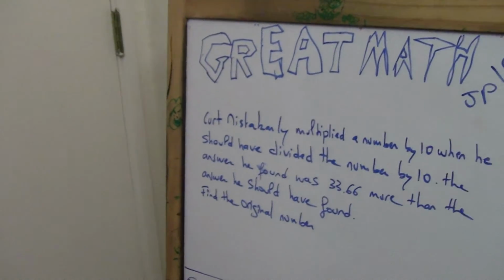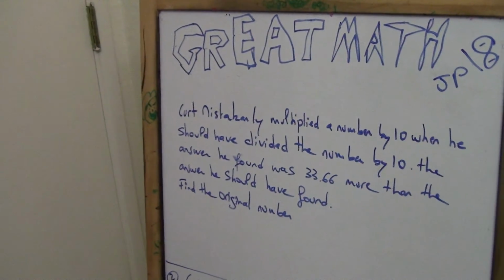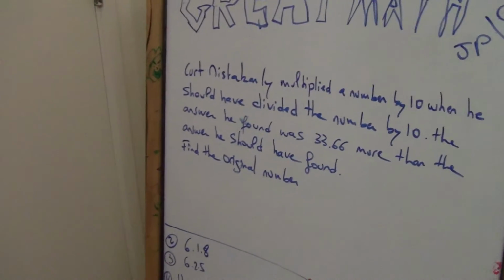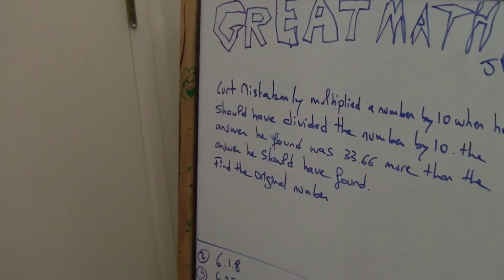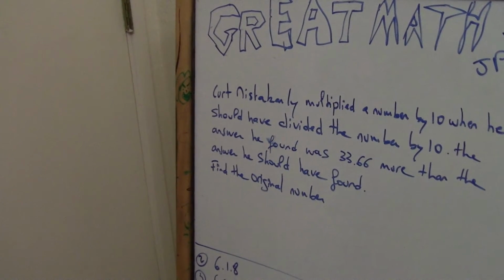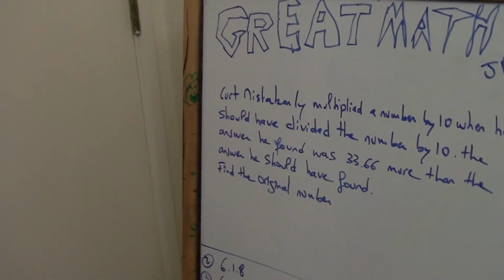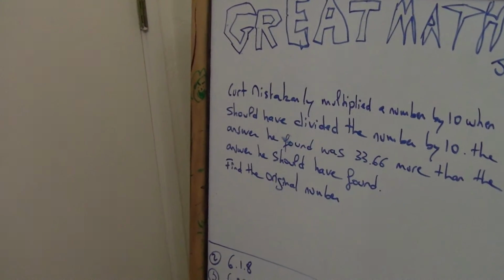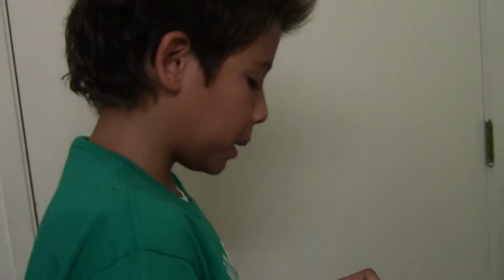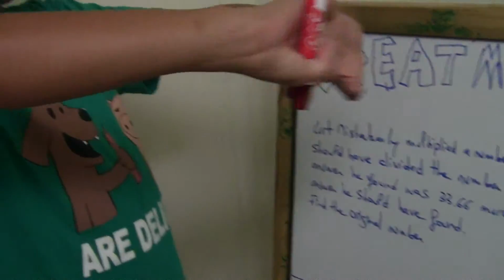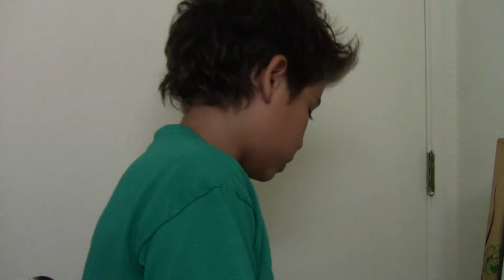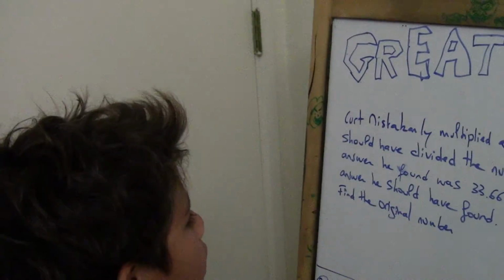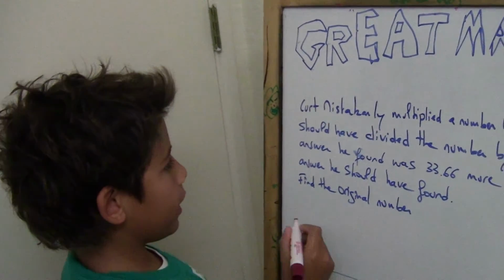Kurt mistakenly multiplied a number by 10 when he should have divided the number by 10. The answer he found was 33.66 more than the number he should have found. Find the original number. Okay, so this is going to be an equation one that we're going to need a variable, x, for.